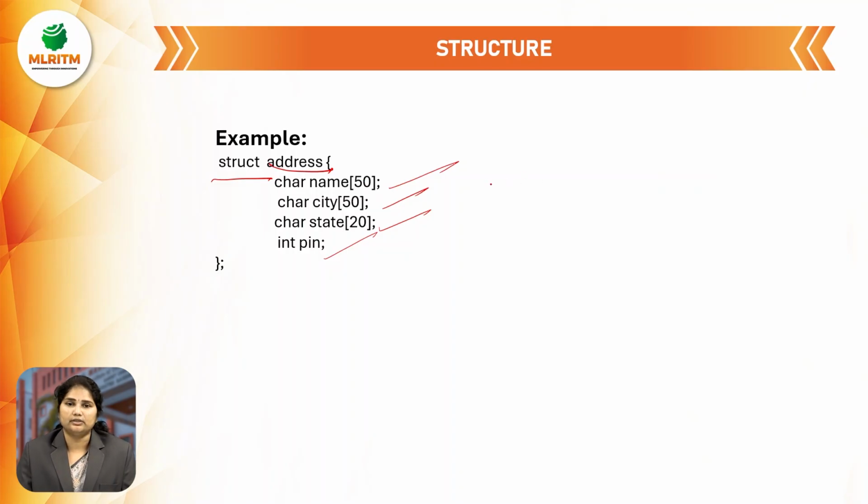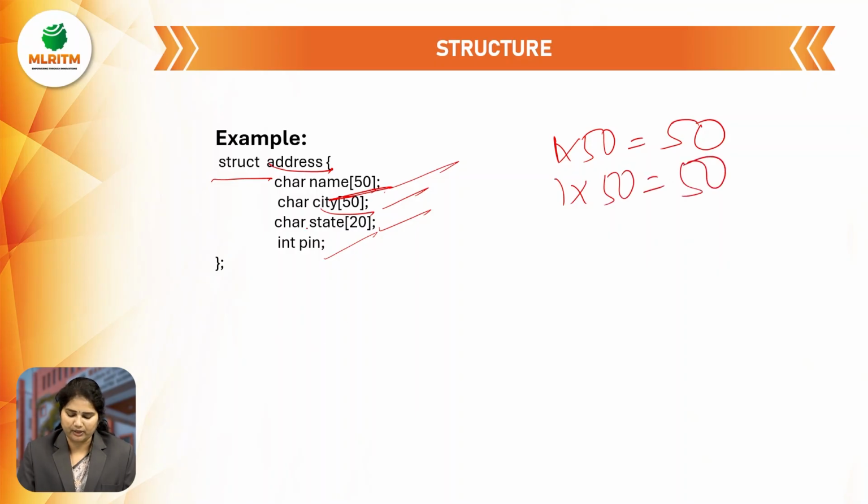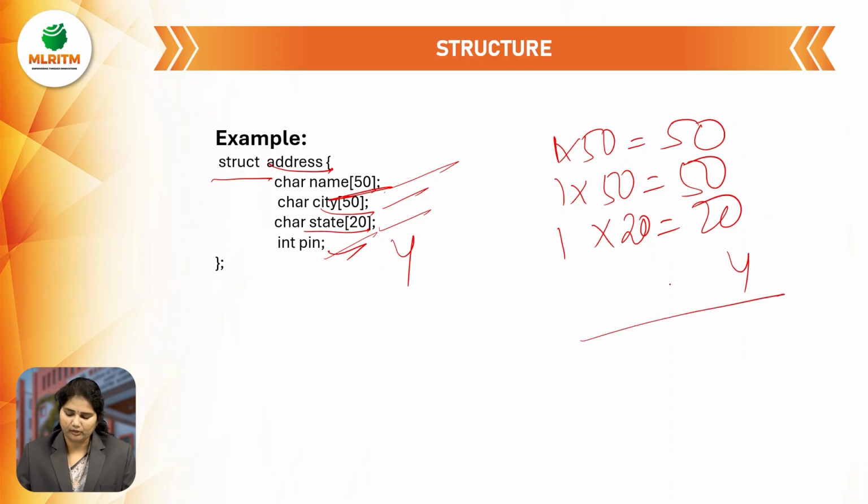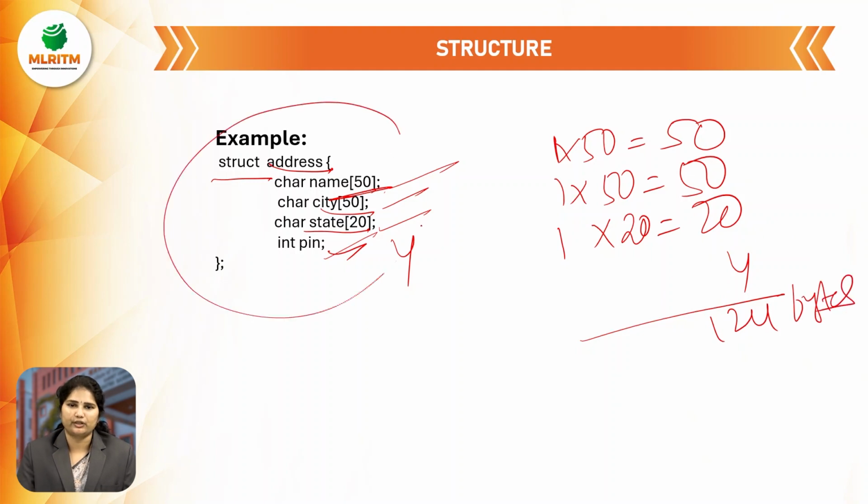For character in C language, we will occupy 1 byte. And how much size have we given? 50. 1 into 50, that is 50 bytes for name. And city, 50 bytes, 1 into 50. And state, 1 into 20, that is 20 bytes. And for pin, we are occupying 4 bytes. So 124 bytes of memory will be occupied for this structure when we create an object of this structure.